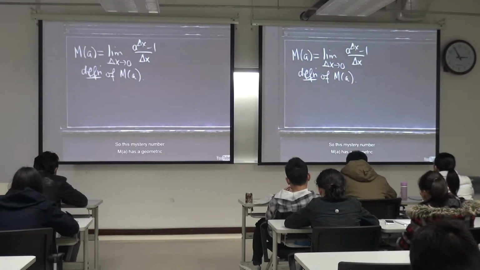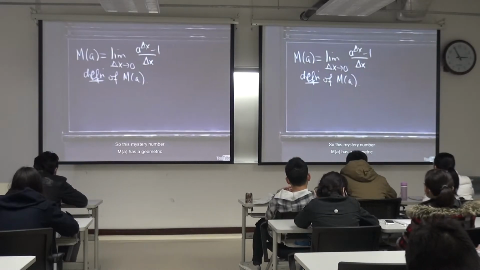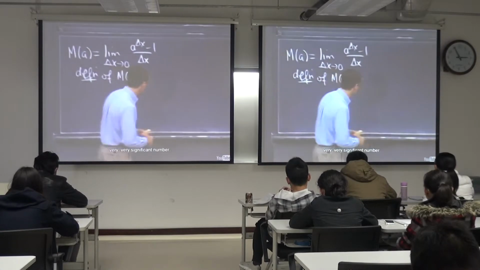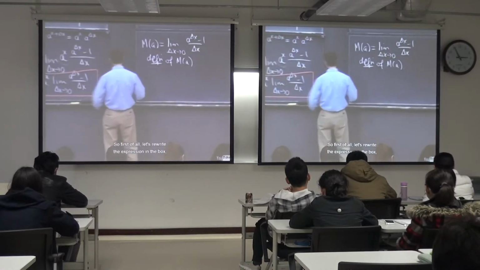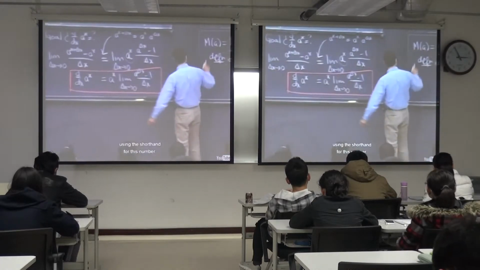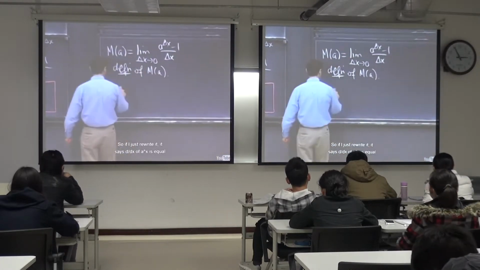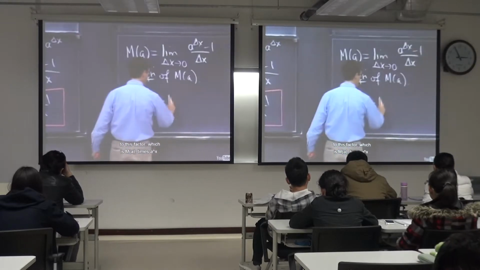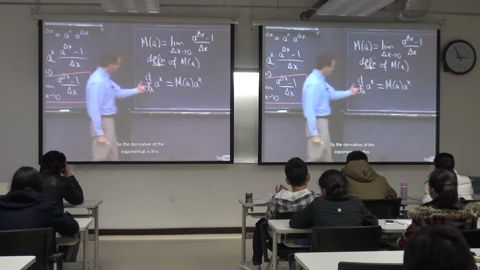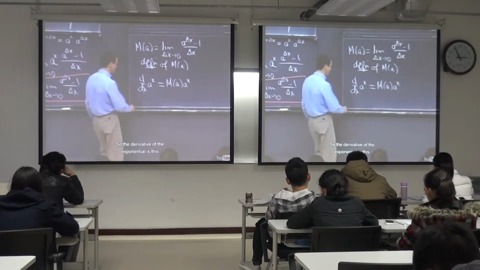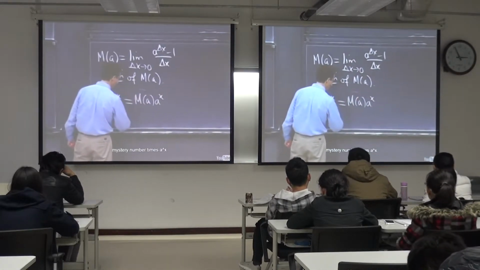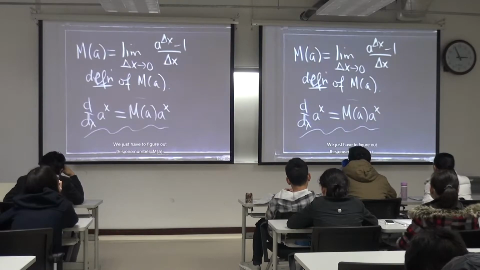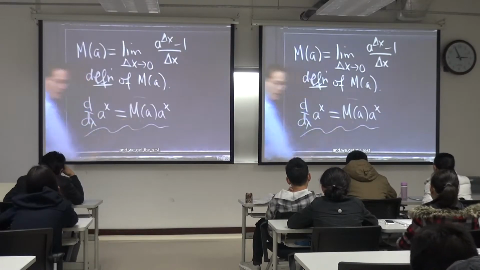So this mystery number, m of a, has a geometric interpretation as well. So let me describe that. It has a geometric interpretation, and it's a very, very significant number. So let's work out what it is. First of all, let's rewrite the expression in the box using this shorthand for this number. So if I just rewrite it, it says d by dx of a to the x is equal to this factor, which is m of a, times a to the x. So the derivative of the exponential is this mystery number times a to the x. So we've almost solved the problem of finding the derivative of a to the x. We just have to figure out this one number, m of a, and we get the rest.